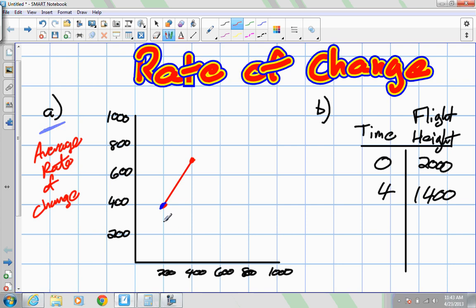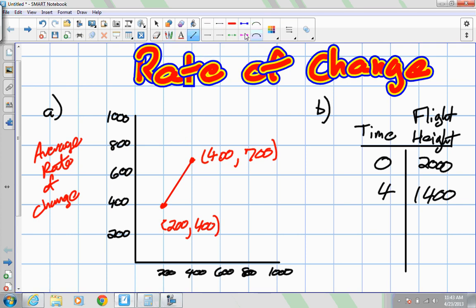rate of change. This first coordinate is 200 and 400. And the second coordinate is 400 and we'll say 700, roughly in between there. Now, rate of change is talking about the vertical distance over the horizontal distance. So we have to find the change in both of these.